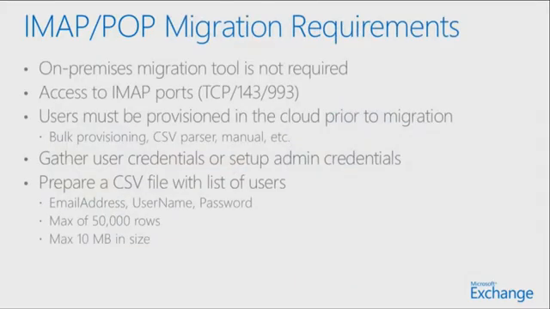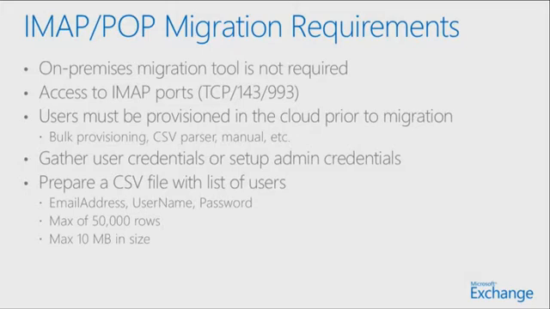IMAP POP migration requirements. On-premise migration tool is not required. Access to IMAP ports 143 and 993. User must be provisioned in the cloud prior to migration: bulk provisioning, CSV parser, manual, etc. Gather user credentials or set up admin credentials. Prepare a CSV file with a list of users.